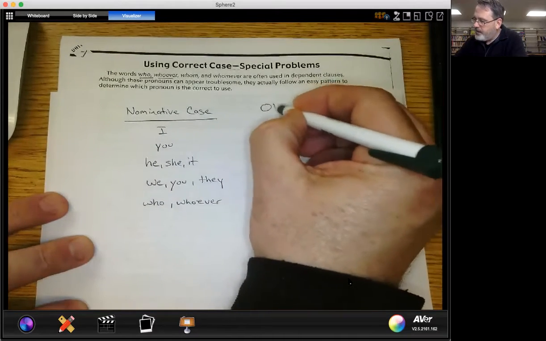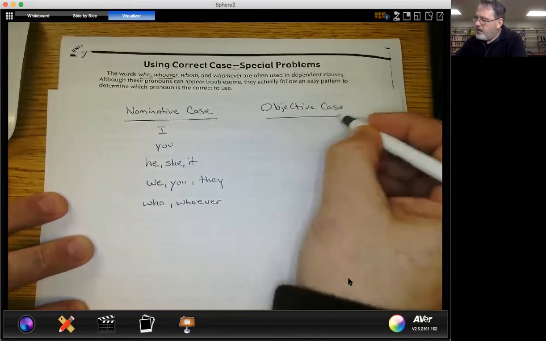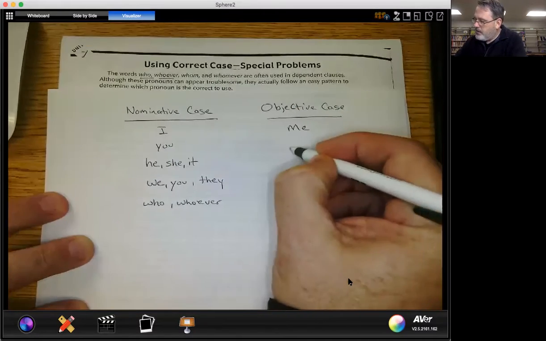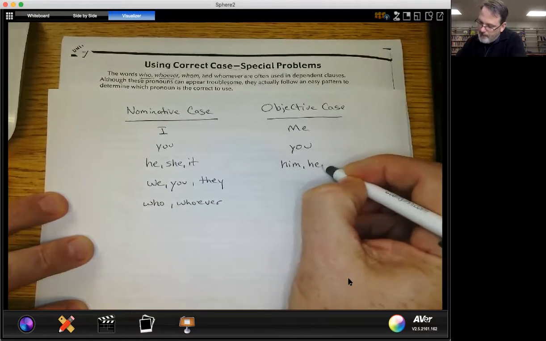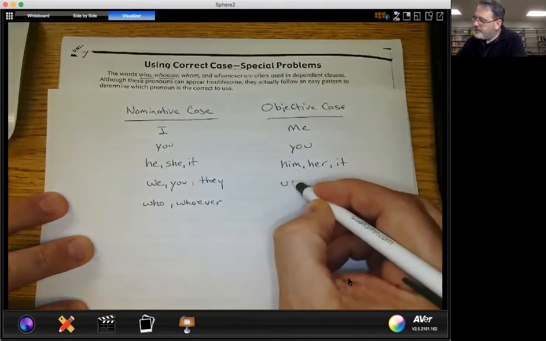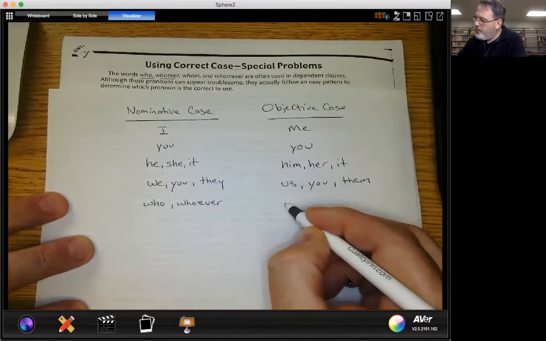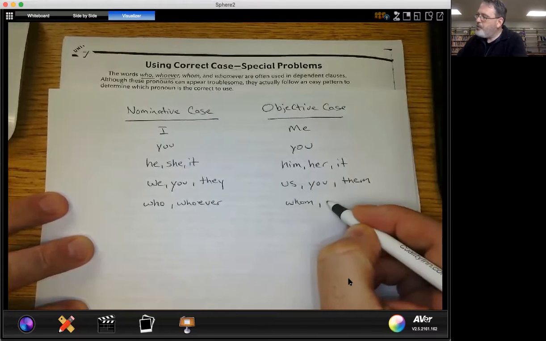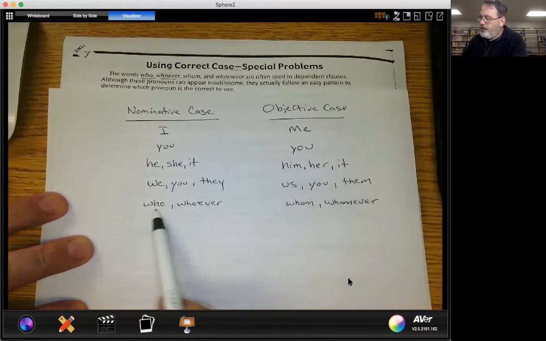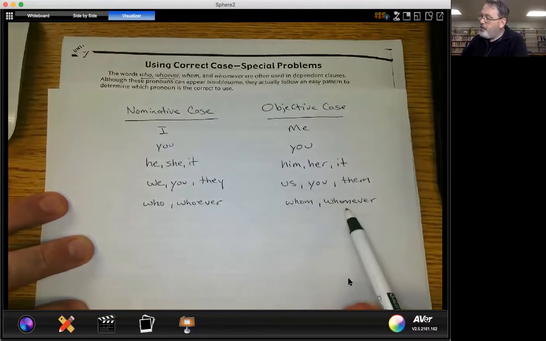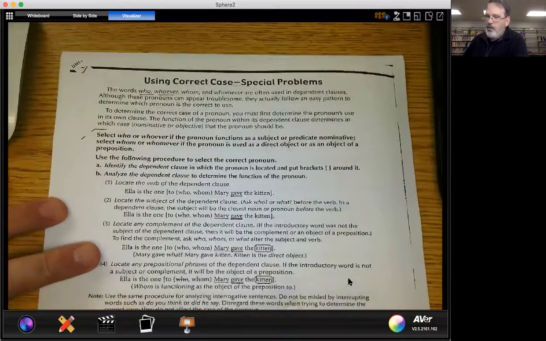Then we've got objective case: me, you, him, her, it, us, you, them, whom, and whomever. So who and whoever is nominative case. Whom and whomever is objective case. All right? So let's read what the page says.